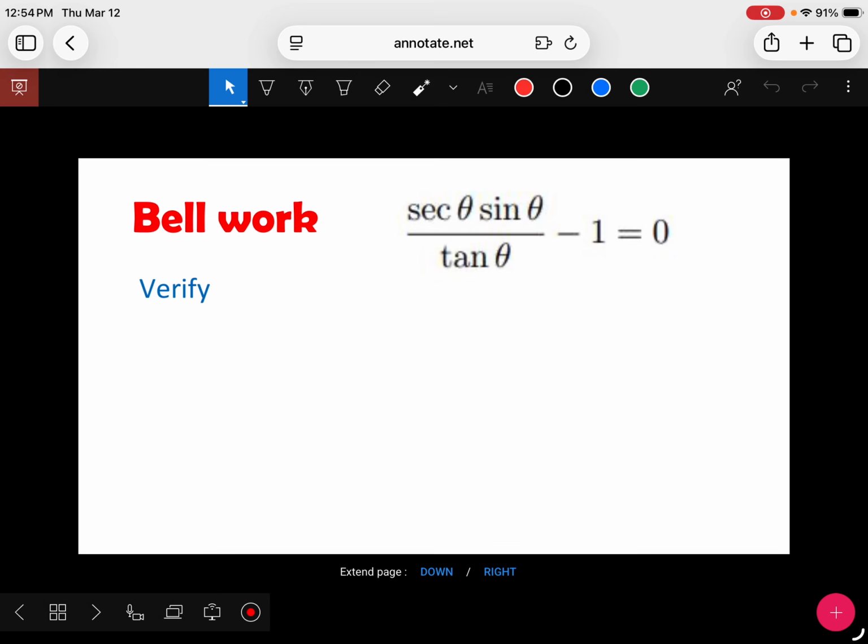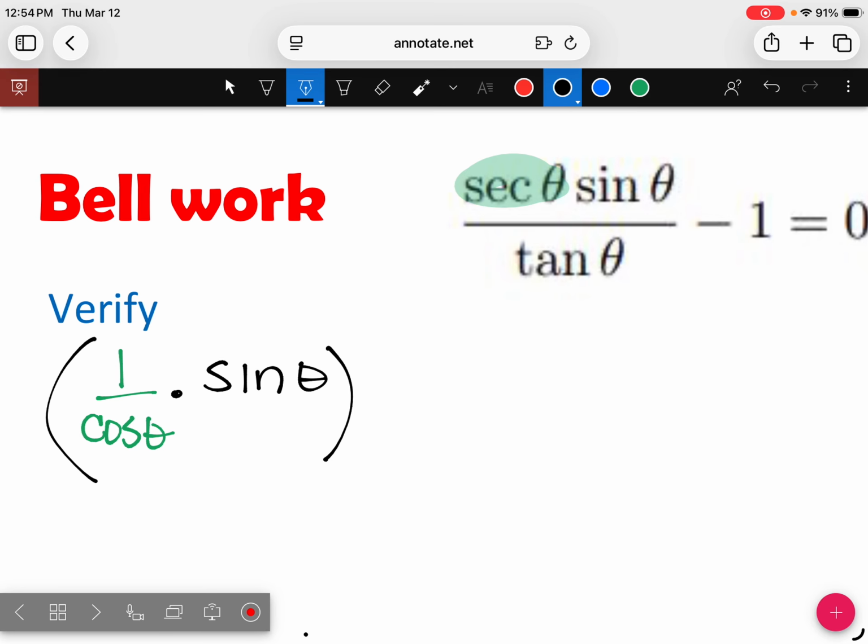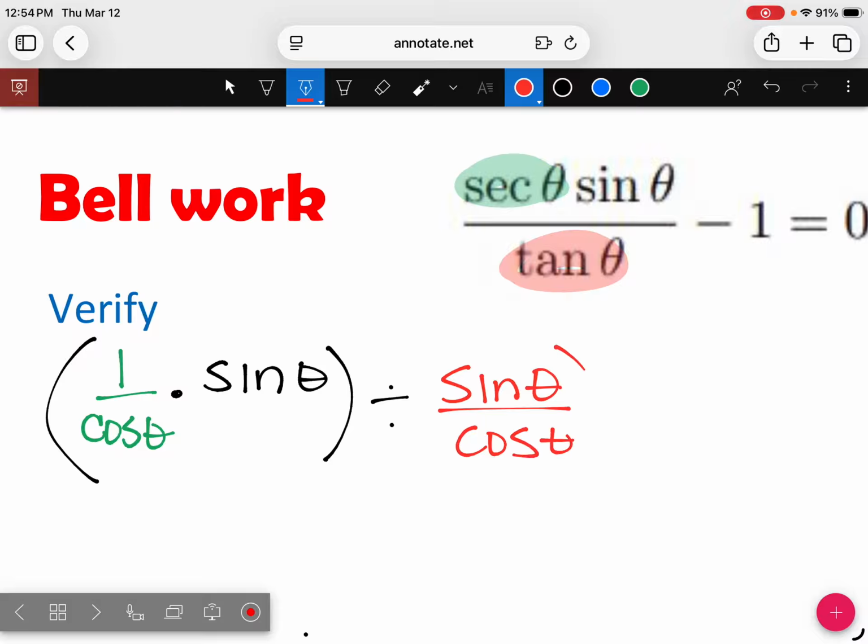Okay. First thing I would do is rewrite the numerator. So what is secant? 1 over cosine. So we got 1 over cosine times sine. That's what I have right here. That's being divided by tangent. And tangent is what? Yep. Okay, so that's what I have.